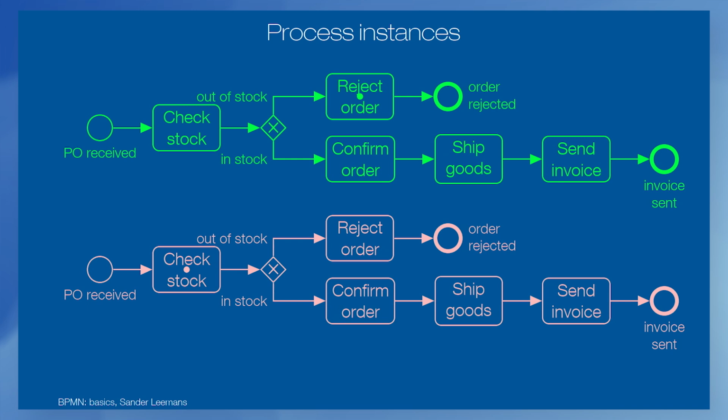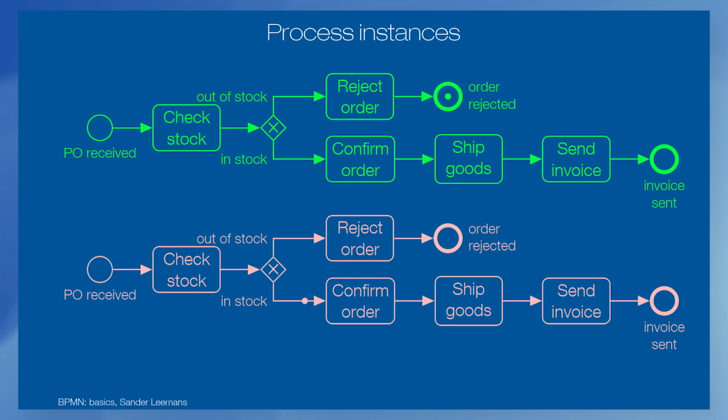The check stock starts, and then once that finishes we are in a position to choose between whether the products were out of stock or in stock. Now let's say here the products were in stock, so the XOR split gateway forwards the token down. Now reject order is ready. So you see now the green process model makes another step, and then reject order is finished, it produces a token on its outgoing sequence flow, and that token ends up in the end event. The green process instance is done.